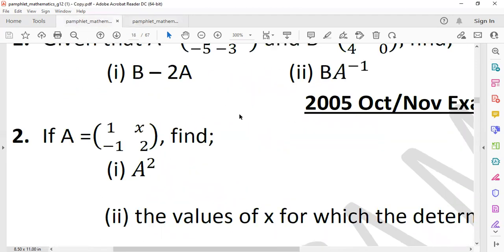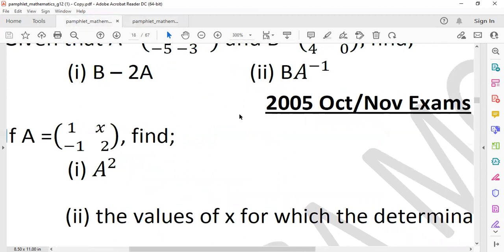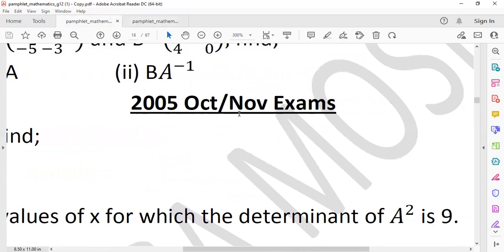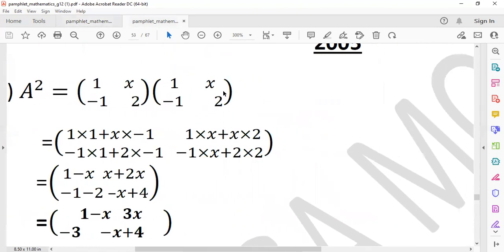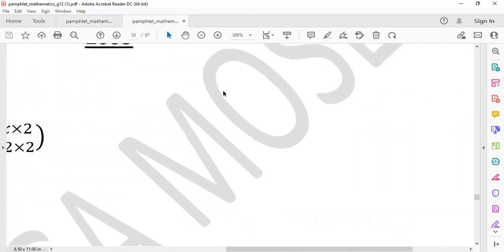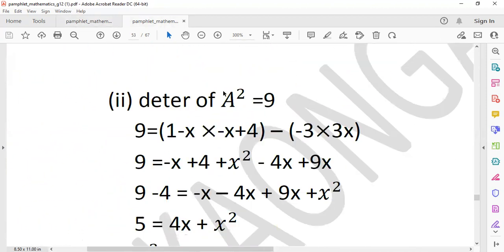Then next, find the values of x for which the determinant of A squared is 9.